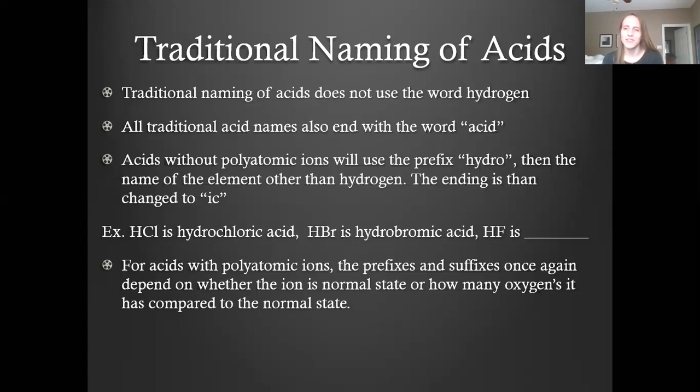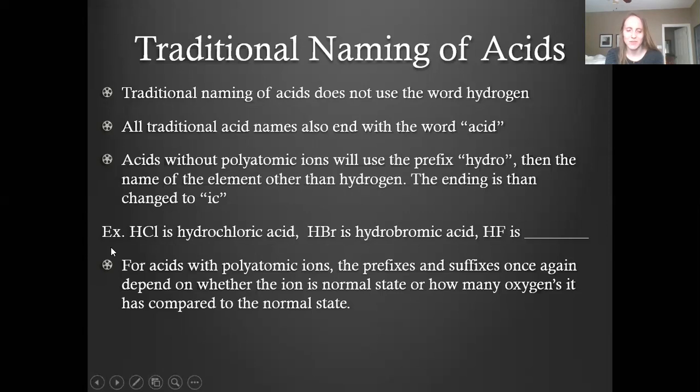So sorry, that's if there's no polyatomic ion, it starts with hydro. So for example, HCl, there's no polyatomic ion there. We can tell because there's no oxygen. So as soon as there's no oxygen there, it's not polyatomic, we use the prefix hydro, the ending gets changed to ic, and then there's always that word acid at the very end. So HCl is hydrochloric acid.